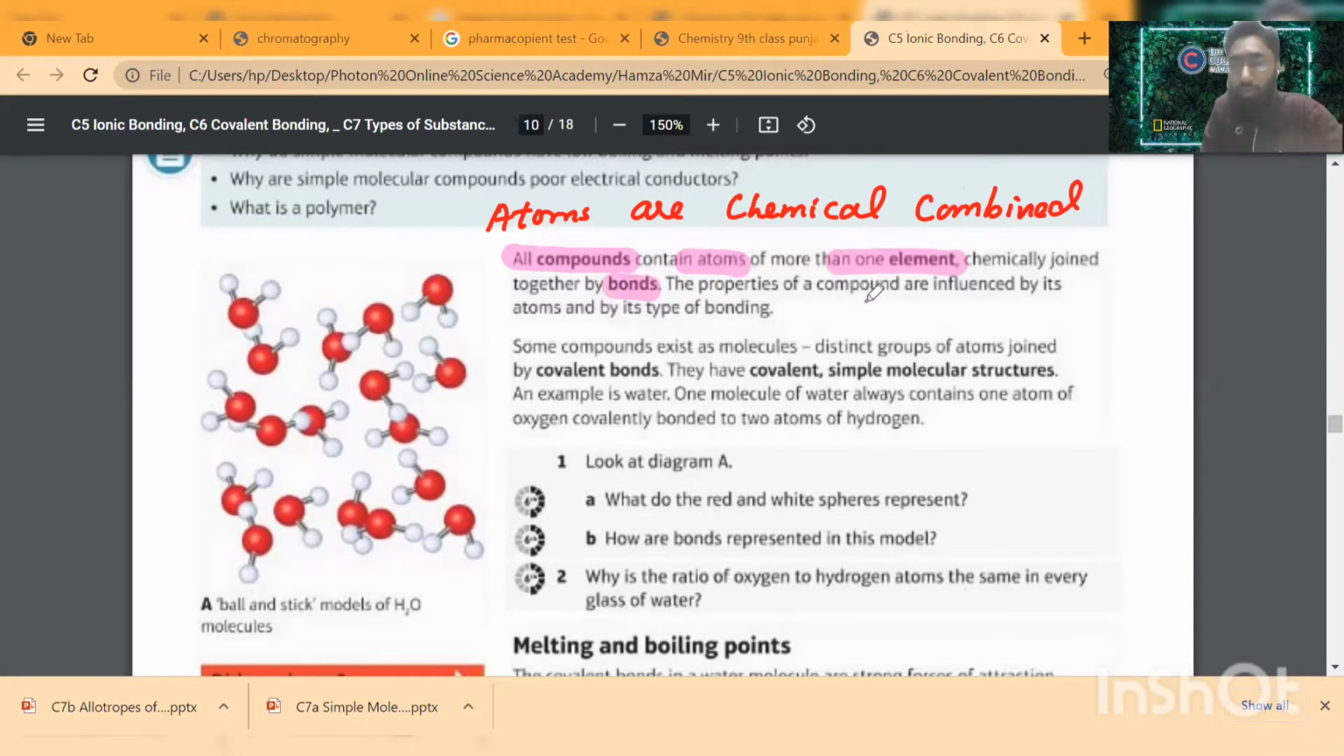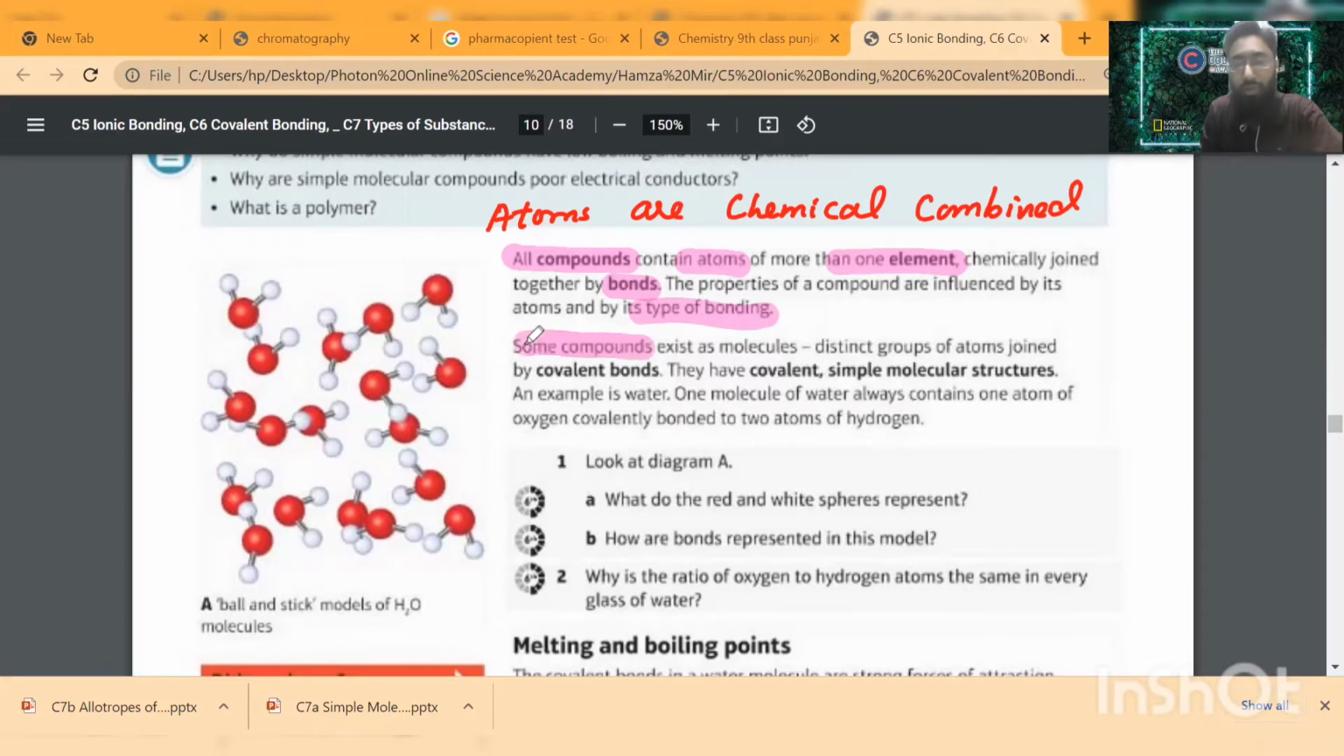The properties of a compound are influenced by its atoms and by its type of bonding. It means it depends. If covalent bonding is there, then the properties of the compound are different. If ionic bonds are there, then the properties of the compounds are quite different. This shows that the type of bonding affects the properties of compounds.